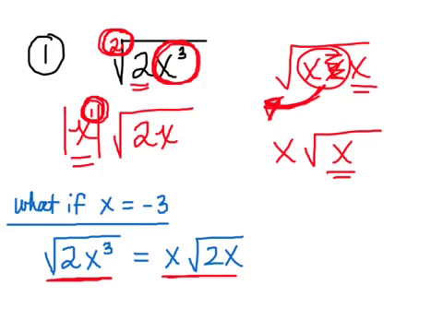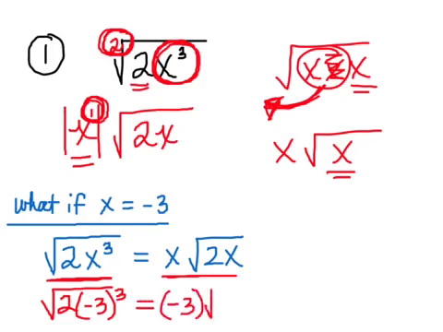So putting in the -3 in all the x spots, we have 2 times -3 to the third power. And then on the other side, we have -3 for that x, and then we have 2 times -3 for that x. So those two sides should equal each other if that's a true statement. So we're trying to figure out, is this true or not?